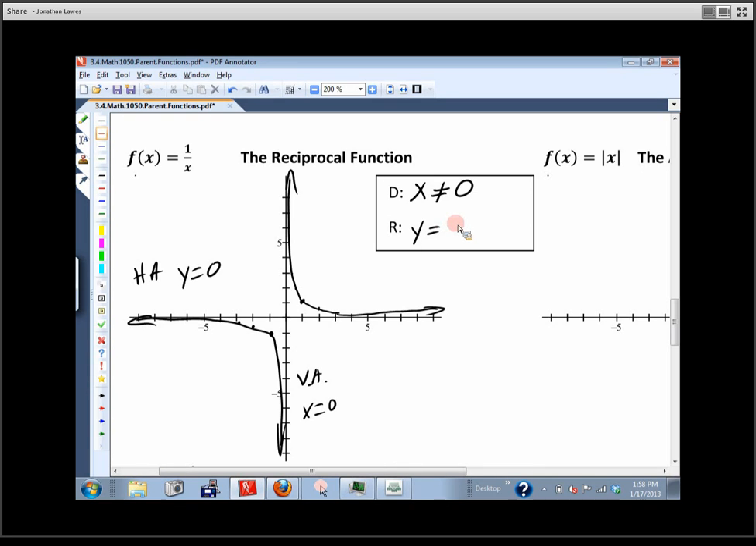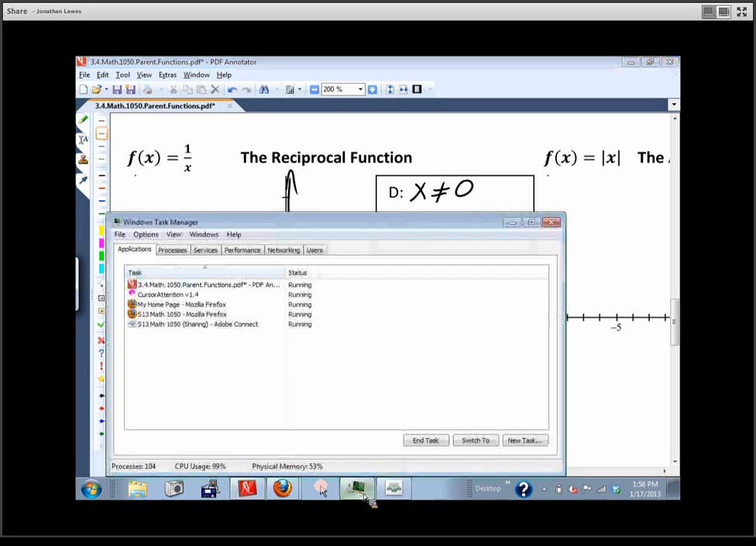see, now it's freaking out. 99% of my CPU usage. That's crazy.